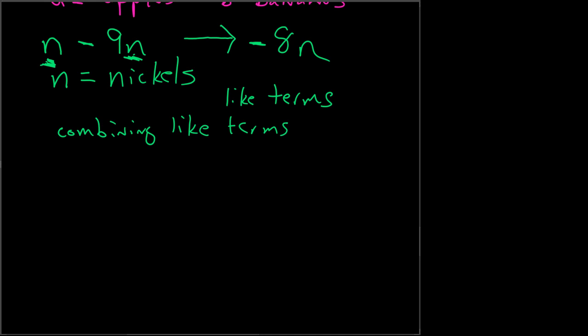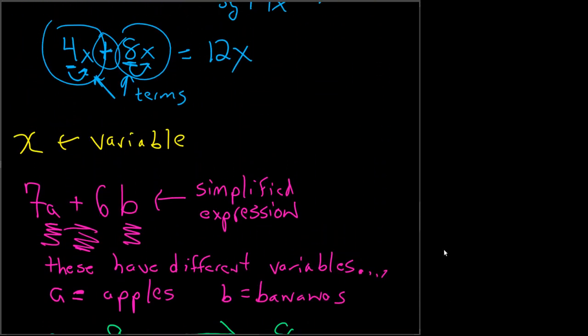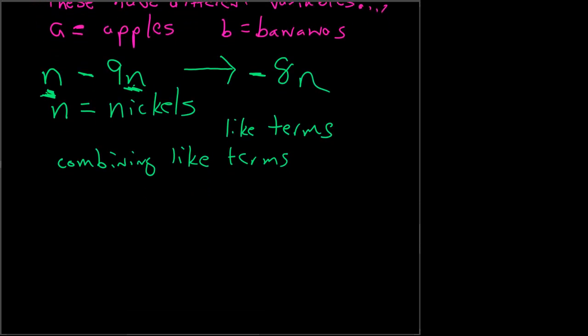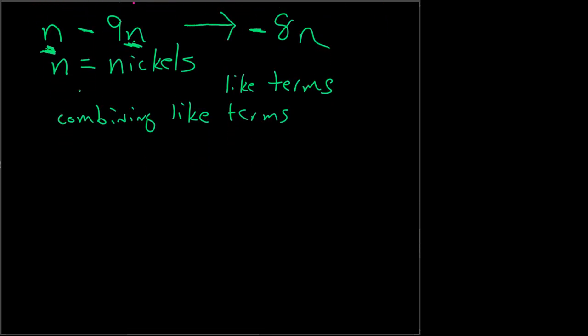So I'm going to do another example here and we're going to contrast and compare different ways of doing it. In our first comparison, we're comparing apples and bananas, a and b, and we can't blend them together. So the most simplified we can write it is 7a plus 6b. Now when I look at nickels, or n's, when the variable is the same, I can combine them. And combining them, this is my simplified expression.